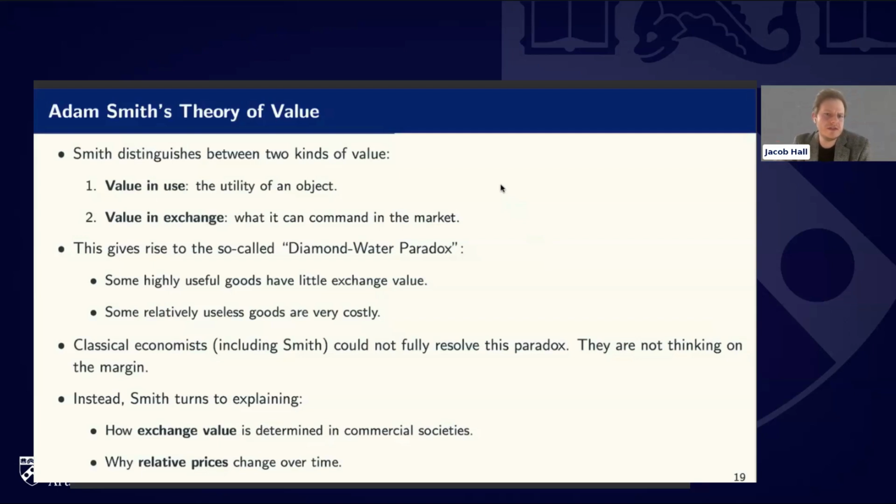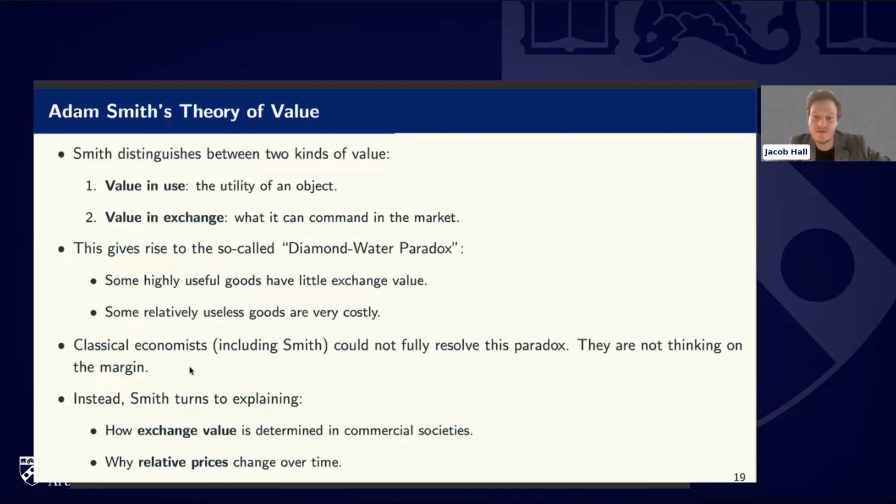So Smith distinguishes between two kinds of value. There's value in use, which is the utility of an object, and value in exchange, what it commands in the market. This famously gives rise to the diamond-water paradox. The idea is, well, water is so useful, right? Its value in use is so high, but it fetches a relatively small price on the market. But diamonds seem almost worthless. They are nice to decorate things, but they command such a high price. Why this paradox? These classical economists, including Smith, don't really fully resolve this paradox.